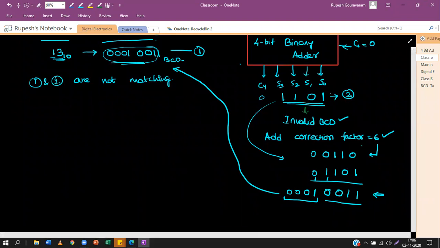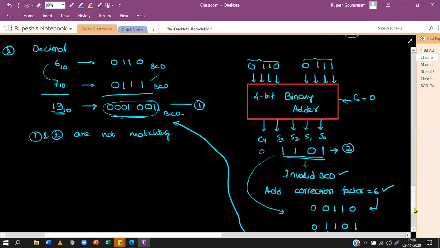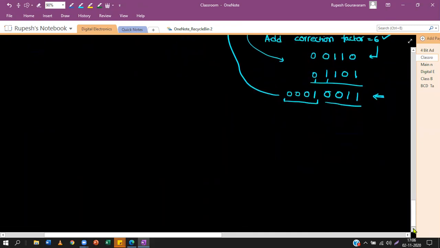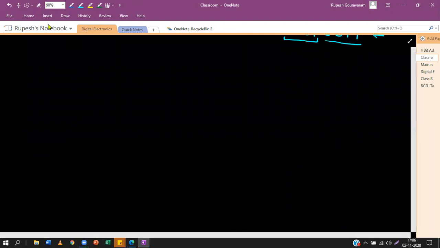So this is the first case where you are getting an absurd number when we add two BCD numbers using a 4-bit binary adder. We are correcting it by adding a correction factor of 6. Now let us take the next case, which is known as the carry case. That means the result of the 4-bit binary adder has a carry of 1.